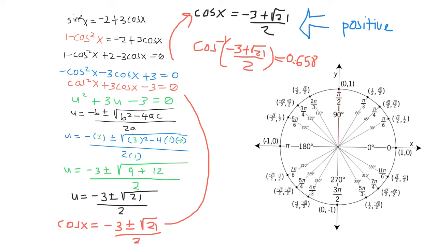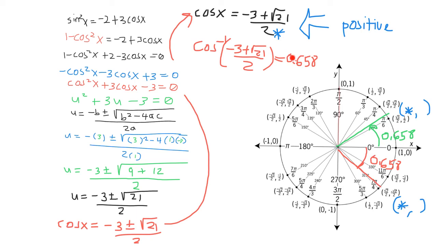You know, let's say that 0.658 is like right here. It opens up 0.658. But you know what? We would also get another angle that opens down 0.658 that would also give us an x-coordinate of negative 3 plus radical 21 over 2. So this angle would give us an x-coordinate of negative 3 plus radical 21 over 2 right here. And this angle right here would also give us an x-coordinate of negative 3 plus radical 21 all over 2.